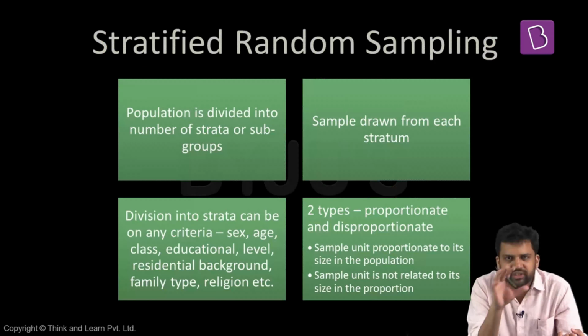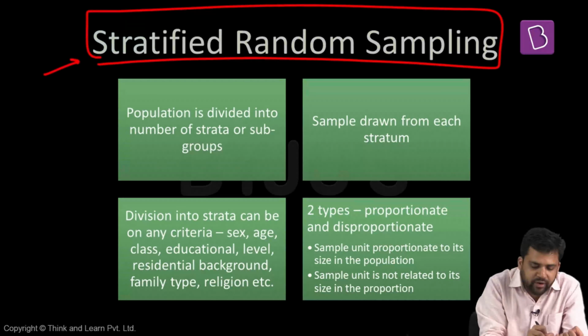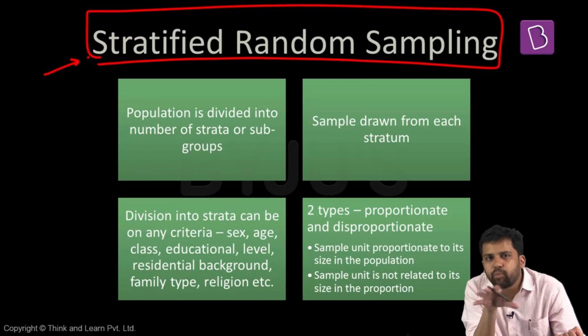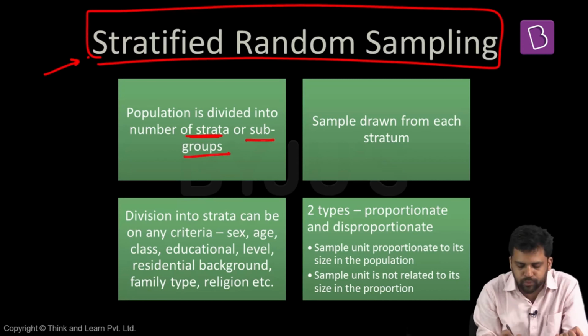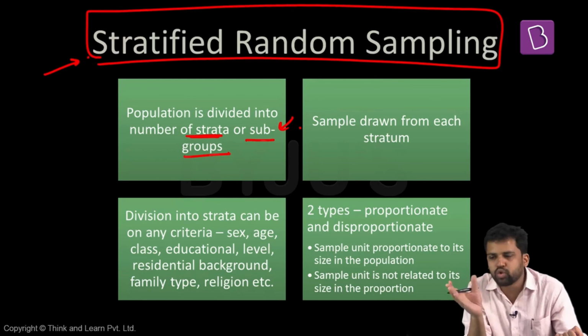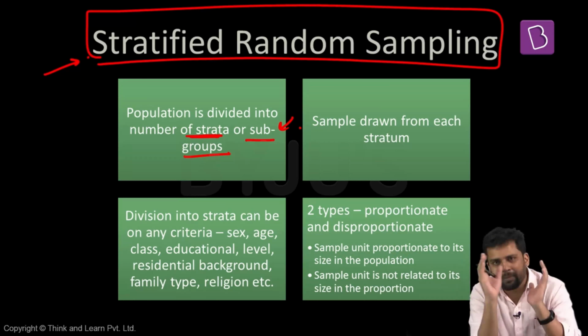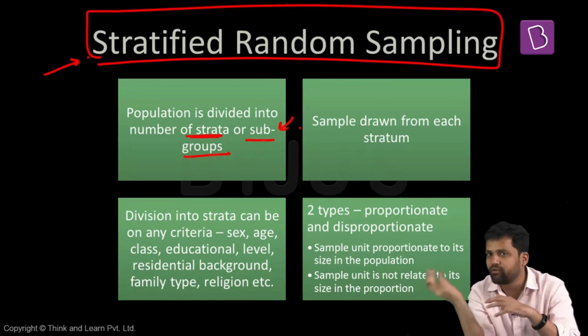The next method that we are going to understand is stratified random sampling. Now how do we carry out stratified random sampling? In this method, the entire population is divided into a number of subgroups or strata. For example, a particular population can be divided into subgroups on the basis of age. Those who are below the age of 18 might form one strata. Those who are between the ages of 18 and 59 can form another strata. Those who are 60 or above will form another strata.